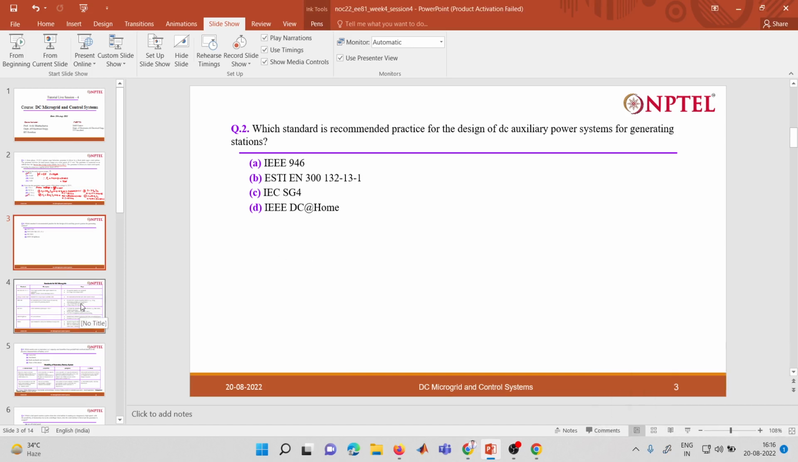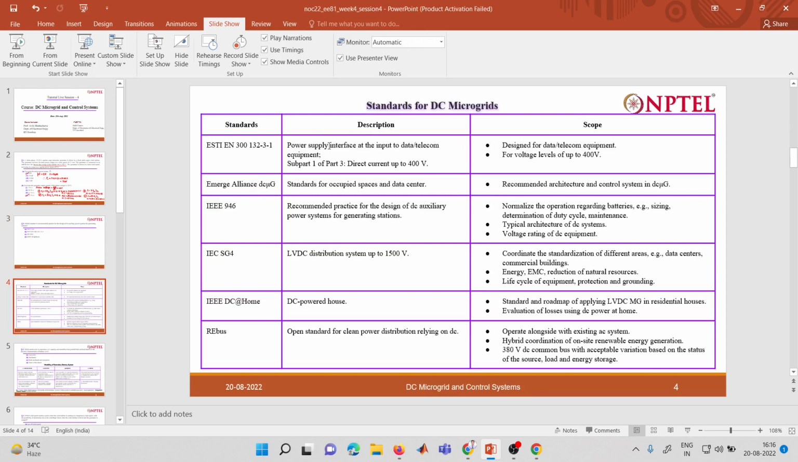First I will tell you what the different standards for DC microgrid are. We actually have to follow them, so that there is the same standardization for all these DC microgrids, their power converters, and the regulations. These are the different standards that we have to follow for different applications, like ETSI EN 300 132-3-1, which is specially designed for data and telecom equipment, with voltage levels up to 400 volt.